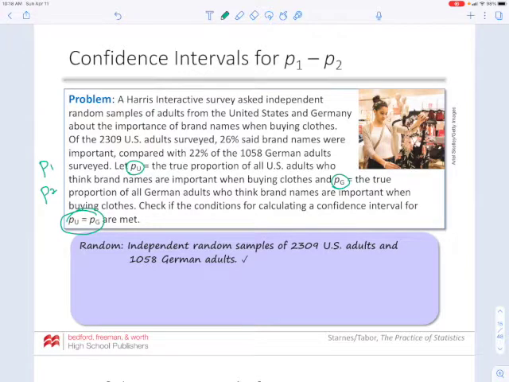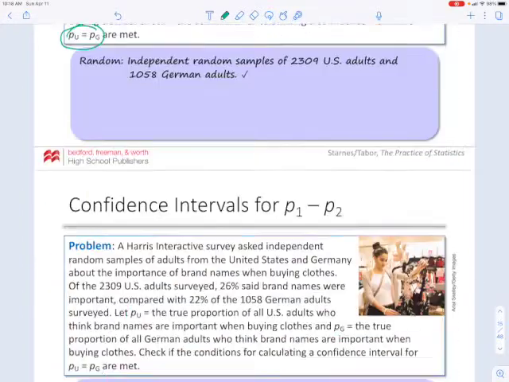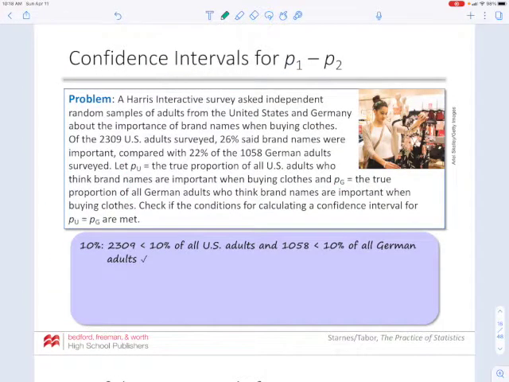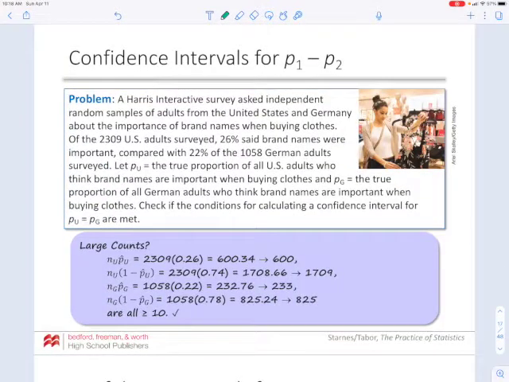So, back to our conditions. We need to check that both are random samples. Well, we were told both were random samples of the 2,309 U.S. adults and the 1,058 German adults. Then, checking the 10% condition so that we can calculate standard deviation. Both samples are less than 10% of the population of those countries. Large counts. So we need to check n times p and n times 1 minus p, all four of them are greater than or equal to 10. Now notice you still need to make sure you're using the correct notation, so that means the subscripts are quite important.